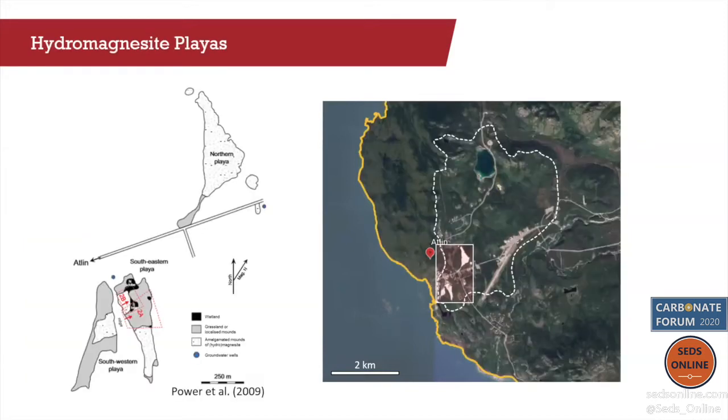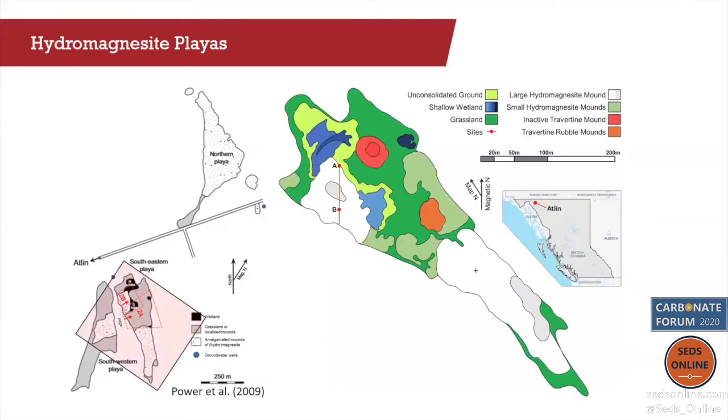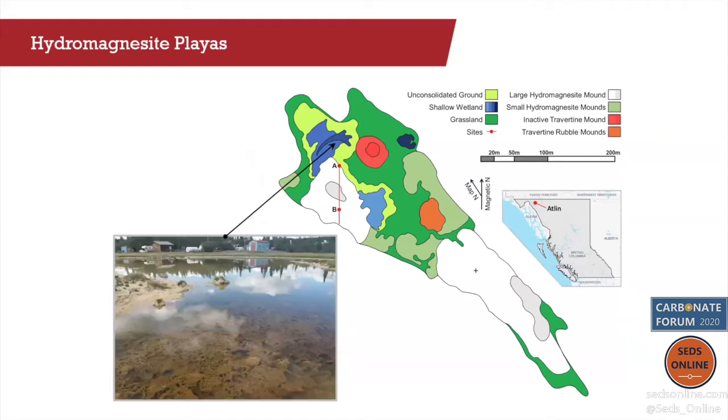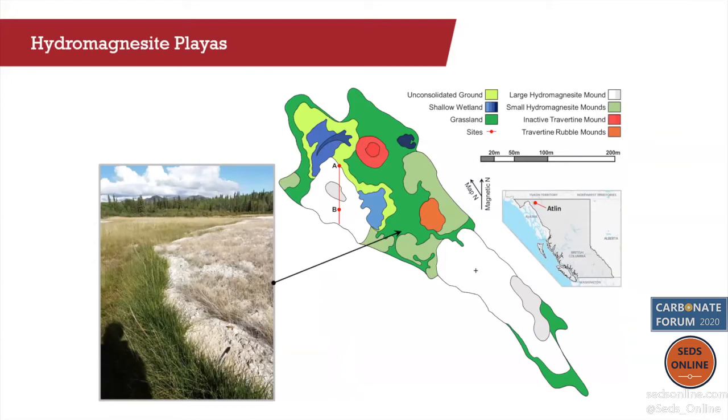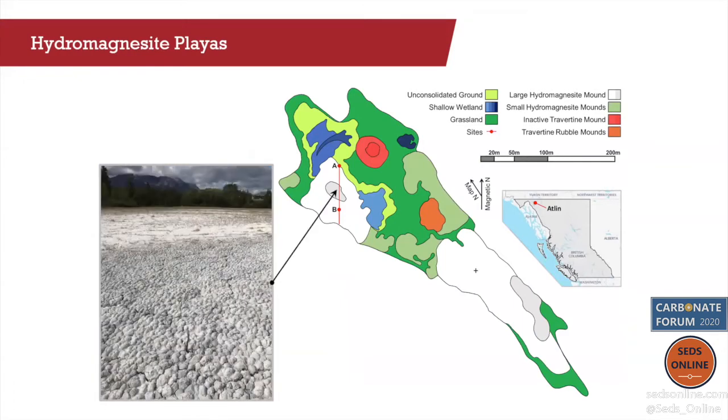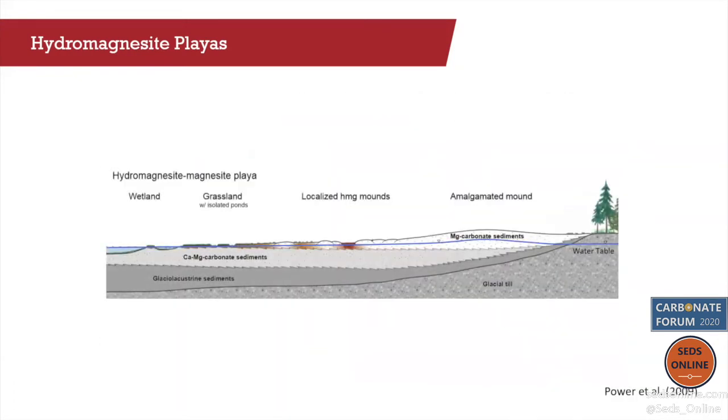So there are 3 hydromagnesite playas in Atlin, and we'll be looking at one of those today. The surface is composed of a complex mosaic of different environments, including several wetlands and microbial mats within them, areas of grassland, and actively precipitating hydromagnesite mounds of varying morphologies. If we look at this in cross-section, we can see how these evolve. The groundwater-fed wetland becomes saline as its waters evaporate, and calcium carbonates begin to precipitate. As these carbonates fill the wetland, they emerge from the water table and are colonized by grasses.